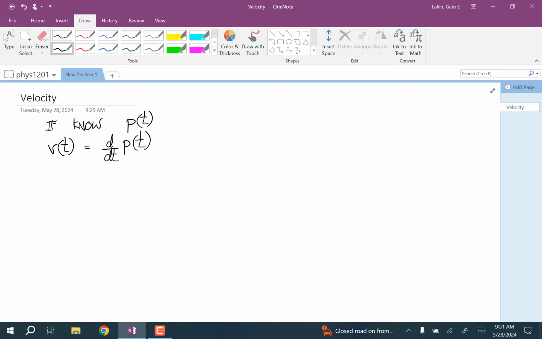And that's always true. That's one of those 5 key derivative relationships that I brought up at the start, and I'm going to keep bringing up. So this is just always true. Okay, if you know position as a function of time, getting the velocity is easy.